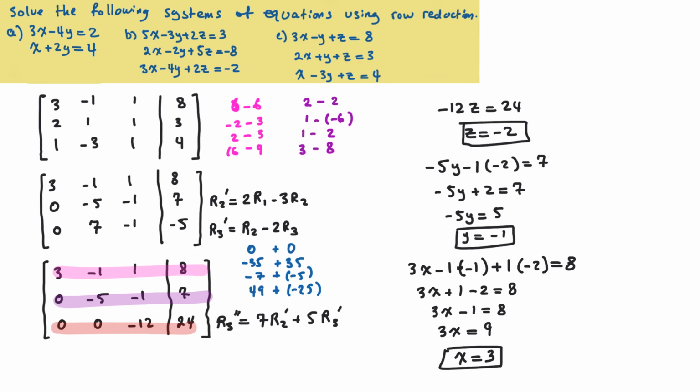And I'm going to highlight all my answers, and this would mean that if I were to plug in x value of 3, y value of negative 1, and z value of negative 2, in this set of equations, the left-hand side of them will all satisfy the right-hand side.